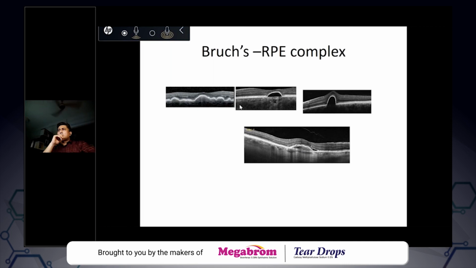This is a drusenoid PED, but here the serous PED, because the light is allowed to continue into the choroid. So this is serous PED, but here it is blocking the choroidal fluorescence, so something is blocking here. So this is a hemorrhagic PED. This is a fibrovascular PED. Actually, you can see a heterogeneous nature of hyperreflectivity beneath the PED.